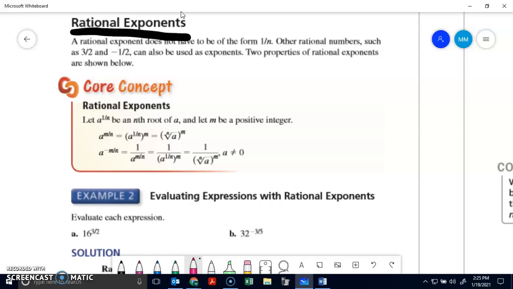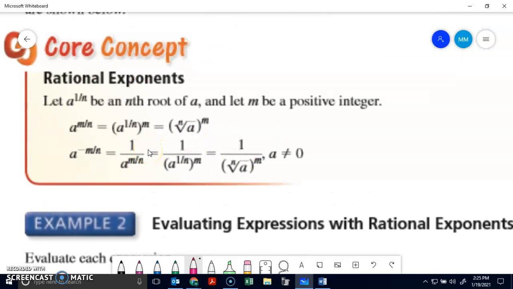A rational exponent is an exponent that is a fraction. So you can see here in this rule, I have a to the m over n. It's a little blurry, I'll rewrite it here. The exponent is a fraction, or a rational number. You don't need this part necessarily, but this is what it is. So a to the m over n equals the nth root of a raised to the m power.